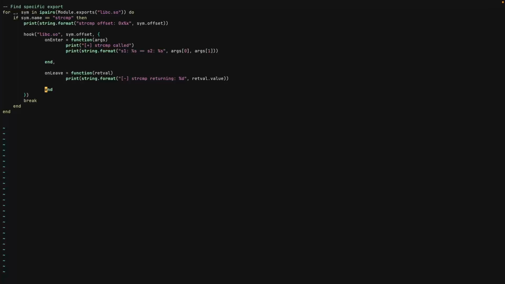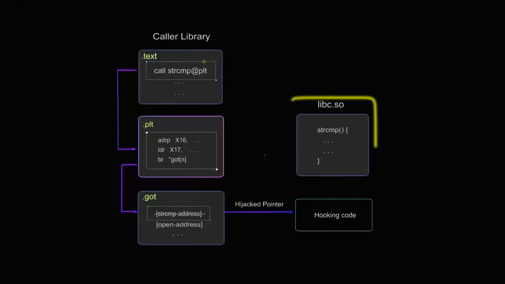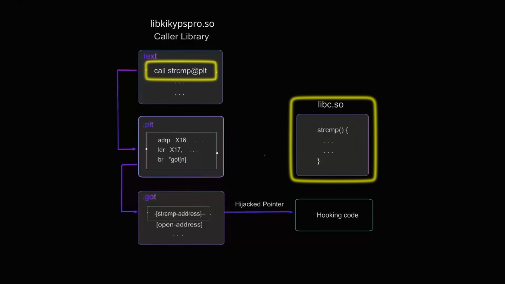And to explain how it works internally, think of PLT, which stands for procedure link table, and GOT, which stands for global offset table, as the GPS of a native library. Since functions like strcmp live in external libraries like libc.so, our kickypspro.so library doesn't know their exact memory address at compile time. Instead, it uses a relocation table. So when the app calls strcmp, it first jumps to a small stub in the PLT section of the native library. This stub looks up the real address in the GOT table.